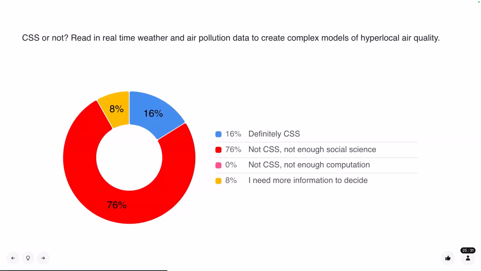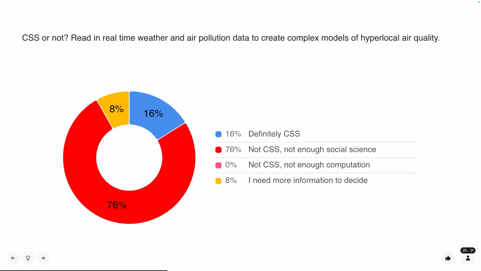Some of you are saying that it's definitely CSS. I can understand that, in terms of the real-time weather and air pollution data. But there's not an obvious social science question in there that jumps out, right? We could certainly think about cases in which this could be a social science question, but we would have to have more information to decide. So it's also quite valid that 8% of you said, fair enough, I need to know more about this question.